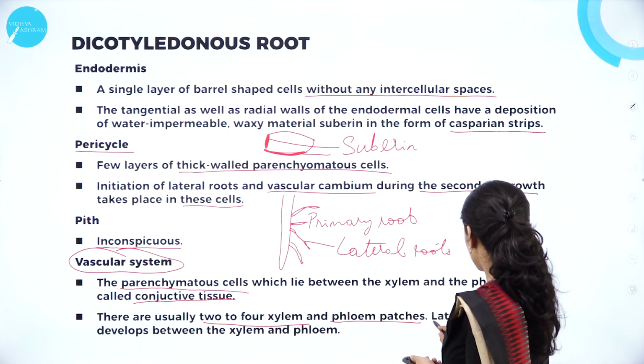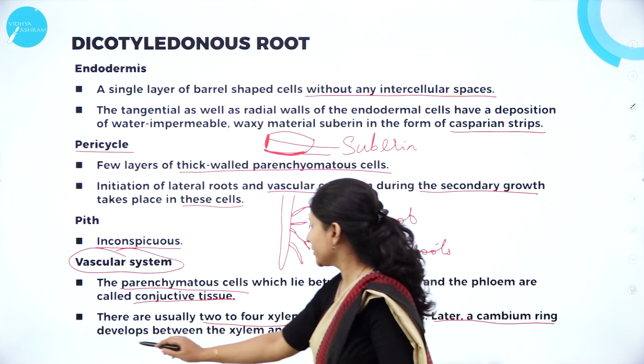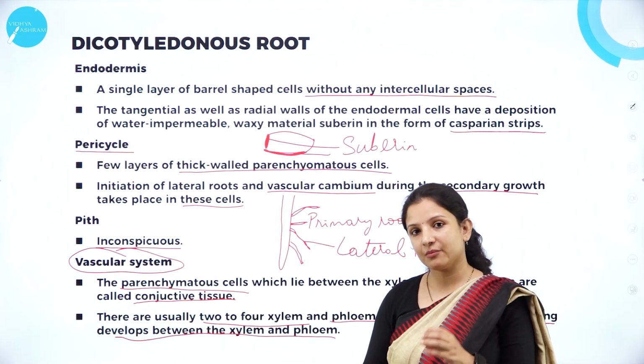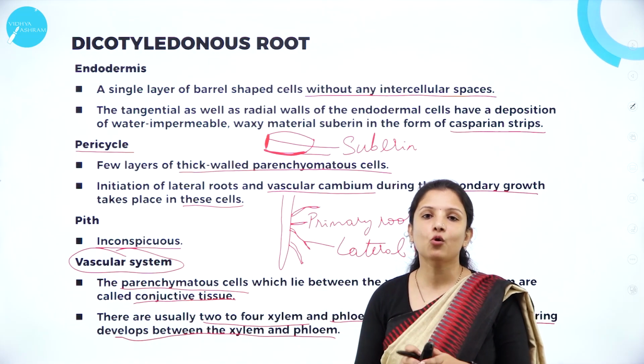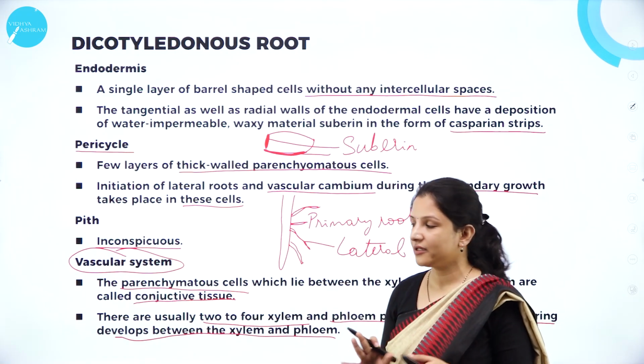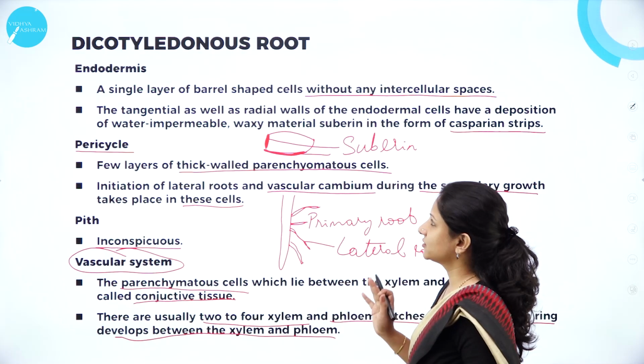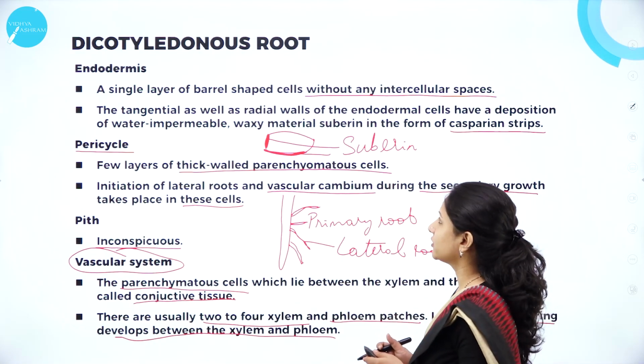Later they will form a cambium ring between the xylem and the phloem. If a cambium ring forms between the xylem and the phloem, we call it the open type vascular bundle, right? So they have a conjoint open type vascular bundle. This is about the vascular system in the dicotyledonous root.